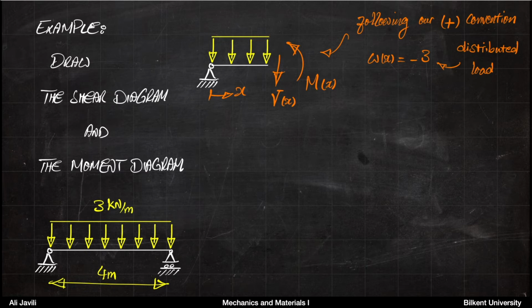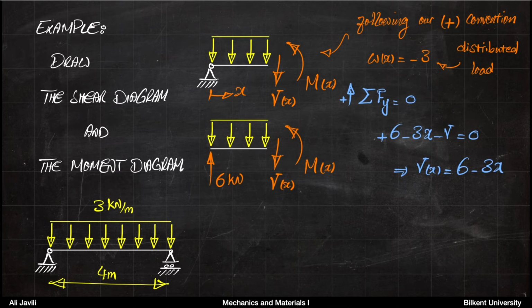So now that we want to proceed to calculate the internal loadings, we should pay attention that W here is downwards. So basically it's going to be a -3 according to our convention. Now, if you think about this piece and we draw the free body diagram, we have 6 kilonewton from the support, then we have the distributed load.